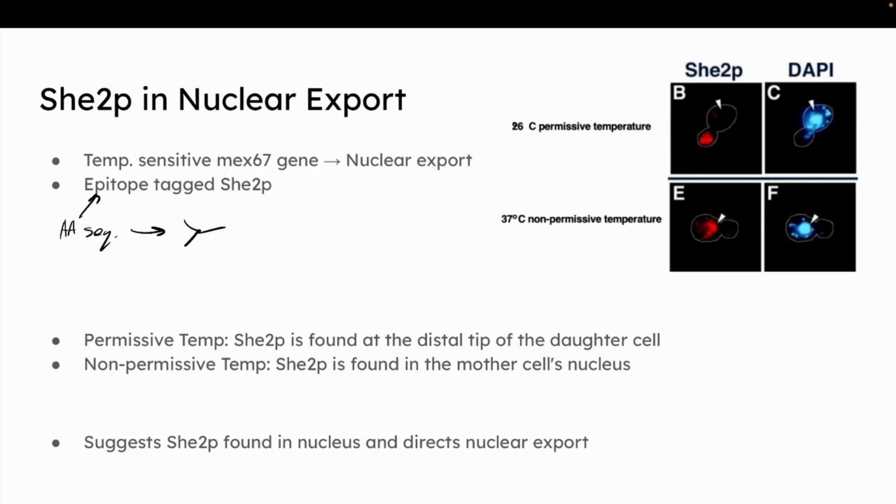And what they found was that at a permissive temperature, SHE2 is found outside at the distal tip. If you take a look, you can see that it's at the distal tip. Whereas at the non-permissive temperature, it just stays inside, kind of chilling in the nucleus because it can't go out. And so this suggests that SHE2 is found in the nucleus to begin with, and then it directs nuclear export. But obviously nuclear export has to be allowed first, which is encoded by this MEX67 gene, which is turned off in this case, and that's why it stays in the nucleus, but it's turned on at a lower temperature, which is why it's at the distal tip. That should make sense.